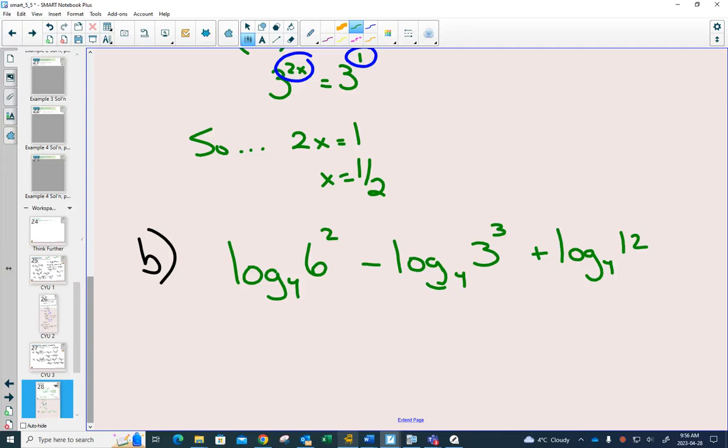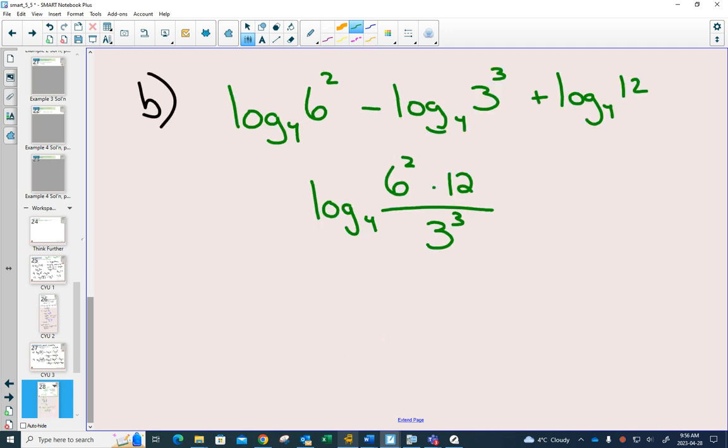And then when you're adding and subtracting logarithms, remember the shortcut, whatever is added will go in your numerator, whatever is subtracted will go in your denominator. And once again, instead of multiplying this out, because 6 squared times 12, 432, not easy mental math to do, and 3 cubed, 27, not too bad. But then if you had 432 divided by 27, you probably wouldn't like to do that without a calculator.